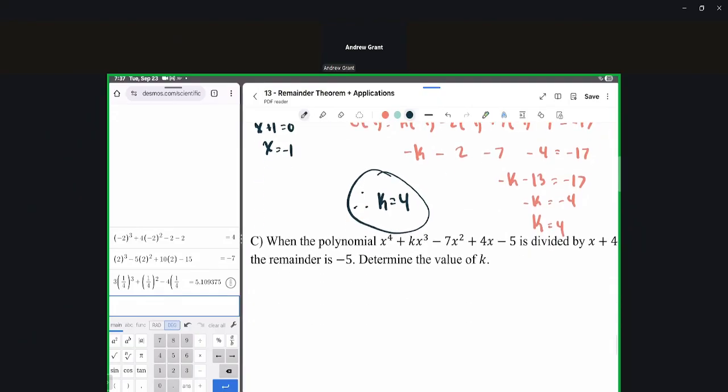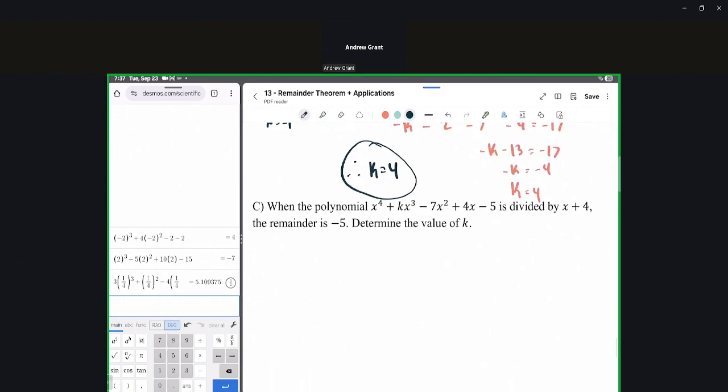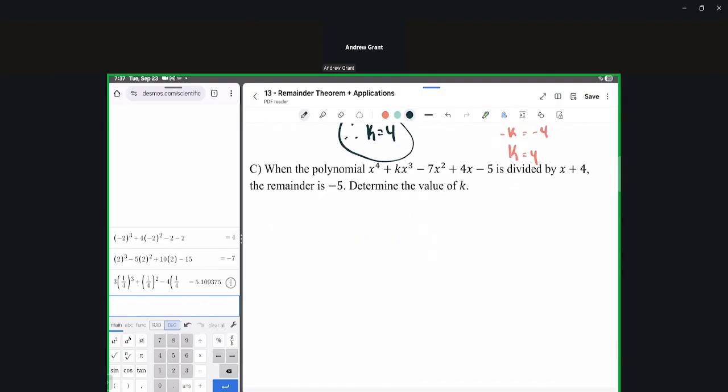Let's check out the next one. We have when the polynomial x to the power of 4 plus kx to the power of 3 minus 7x squared plus 4x minus 5 is divided by x plus 4, the remainder is 5, and we need to determine the value of k. Okay, first thing, we set. And at this point, again, make sure to pause the video if you'd like to try this out for yourself. Okay, so we're going to set x plus 4 equals 0. So that means x equals negative 4.